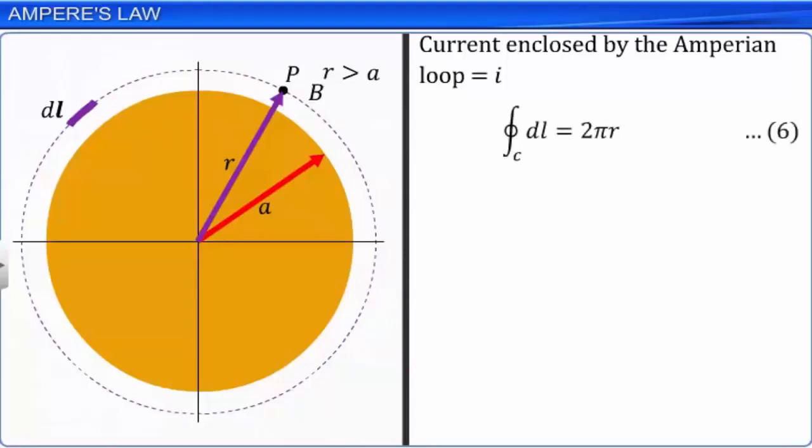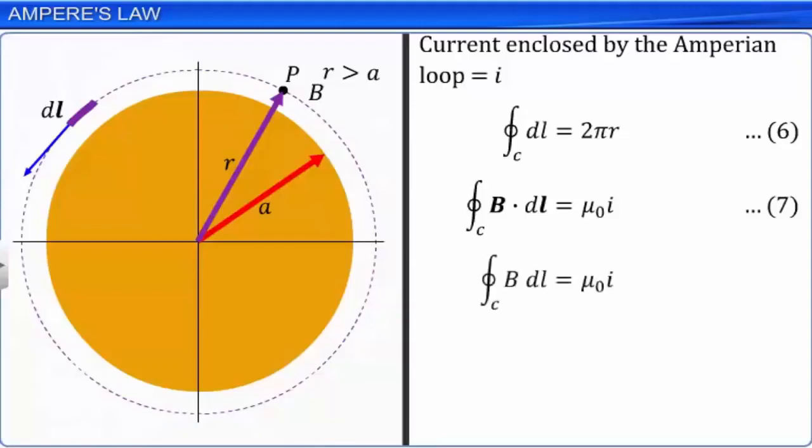From Ampere's circuital law, integral over the closed curve C B dot dl is equal to mu naught I. Let this be equation 7. Since the magnetic field at any point on the Amperian loop is in the direction of the tangent to the Amperian loop at that point, B dot dl can be written as B dl. Then, equation 7 can be written as integral over the closed curve C B dl is equal to mu naught I. Let this be equation 8.